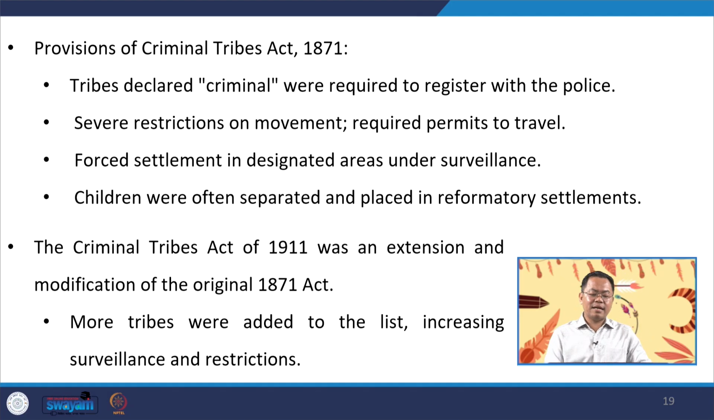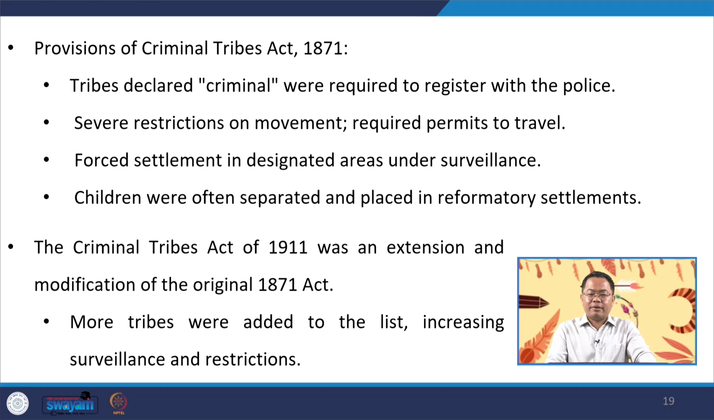The third is that there was a forced settlement in designated areas, which enabled the police or the state to maintain close and strict surveillance. And the fourth is that children coming from these families who were identified as criminal tribes were often separated and placed in reformatory settlements, so that they do not practice or continue with what their parents or their grandparents were practicing.